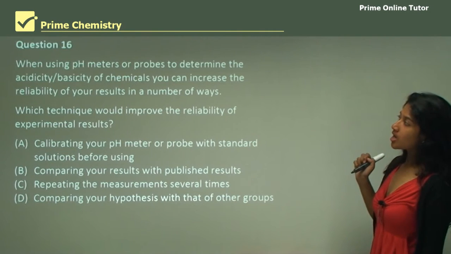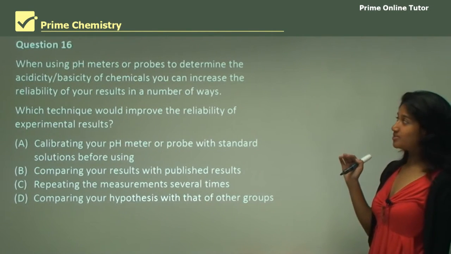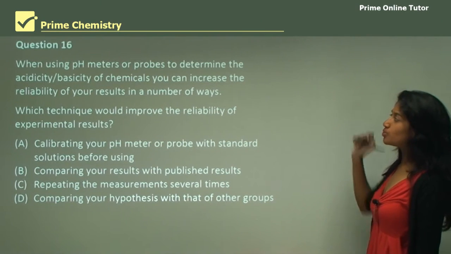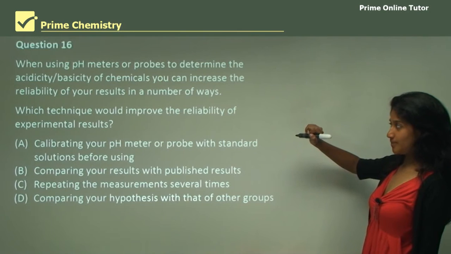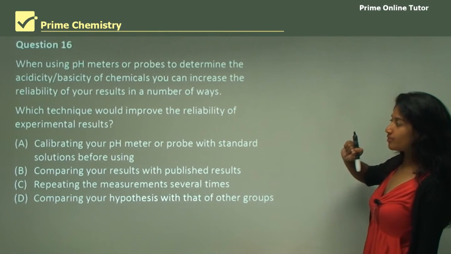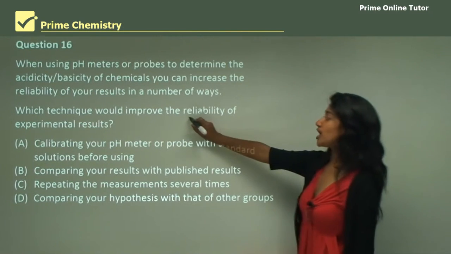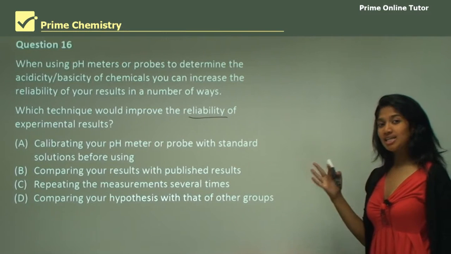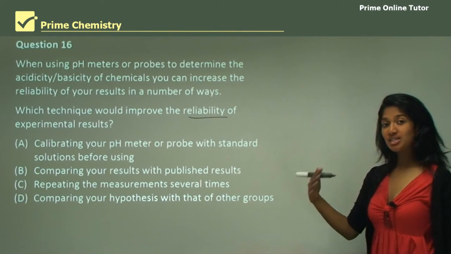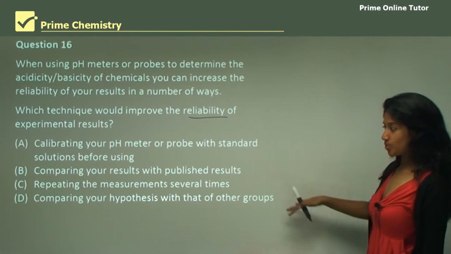Question 16. When using pH meters or probes to determine the acidity, basicity of chemicals, you can increase your reliability in a number of ways. Which technique would improve the reliability of the experimental results? Here you should underline reliability, because that's a key word. Now we know that reliability can be increased by repeating. We'll consider the options we have.